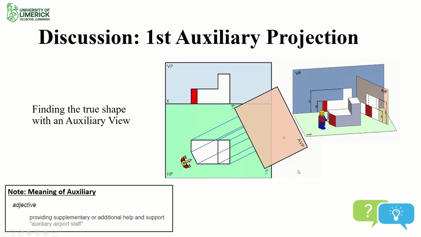Now it's important to remember what the actual definition for auxiliary is. I actually just pulled it here out of Google search. So it's providing supplementary or additional help and support. So that's exactly what our auxiliary view is doing. It's giving us that additional viewing angle that our main three angles weren't giving us, that bit of information from before: our elevation, our plan, and our end view.